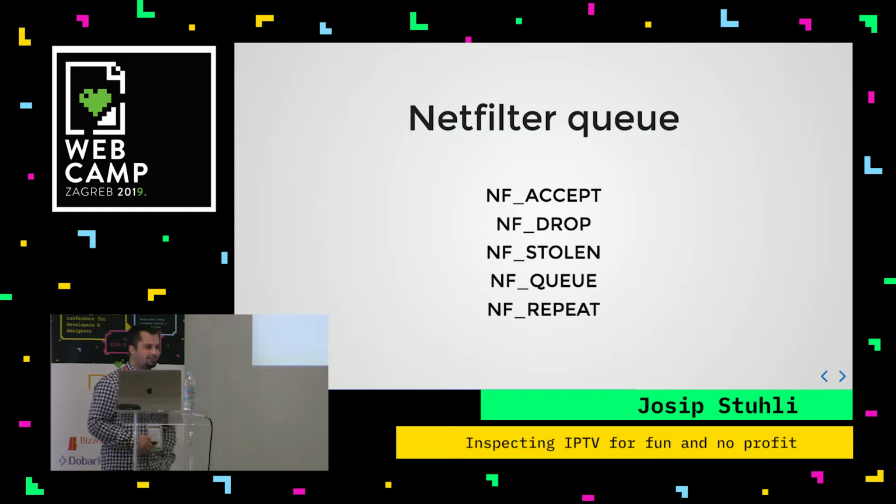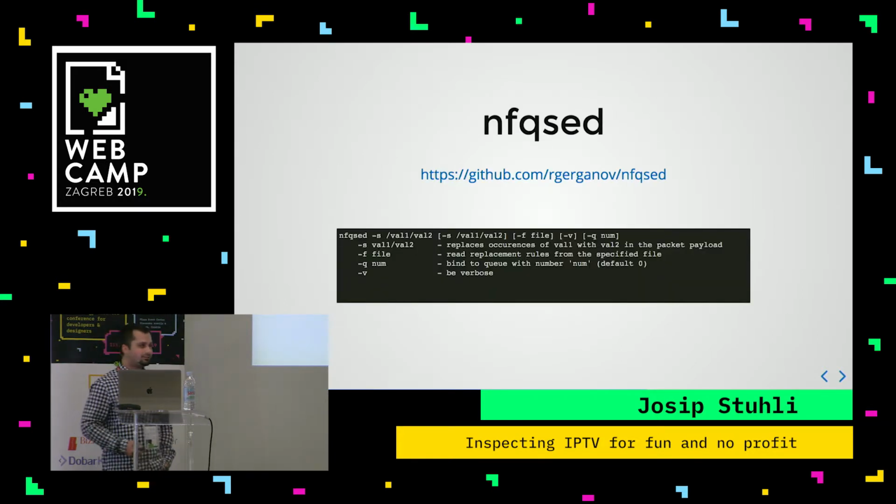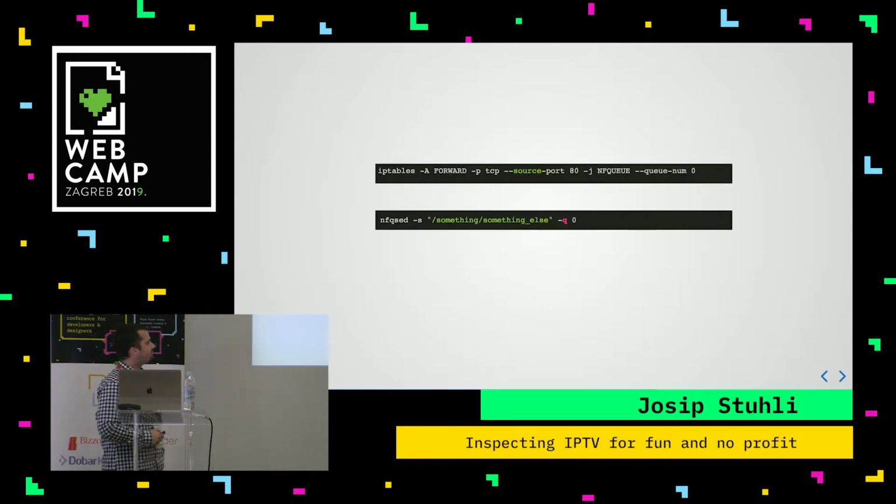And then, I'm too lazy to write my own code. There's this cool little tool called NFQ sed, which works like sed, but on NFQ, which is amazing, because you just modify the content, and it does all of the work for you. It can replace some text with something else. The only thing you have to do is create an iptables rule for the forward chain.